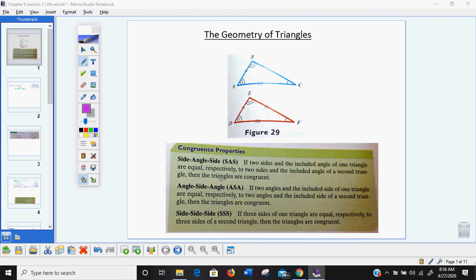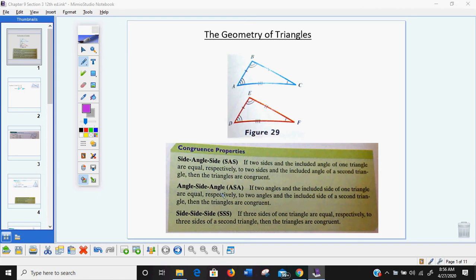Let's look at some congruence properties of triangles. There are three ways to prove that triangles are congruent. One of them is side angle side. If you can pick two sides with an angle in between and prove that those are congruent, you can say the whole triangle is.